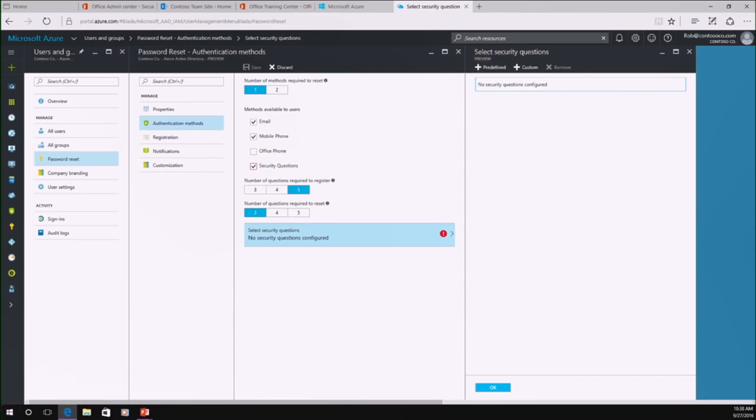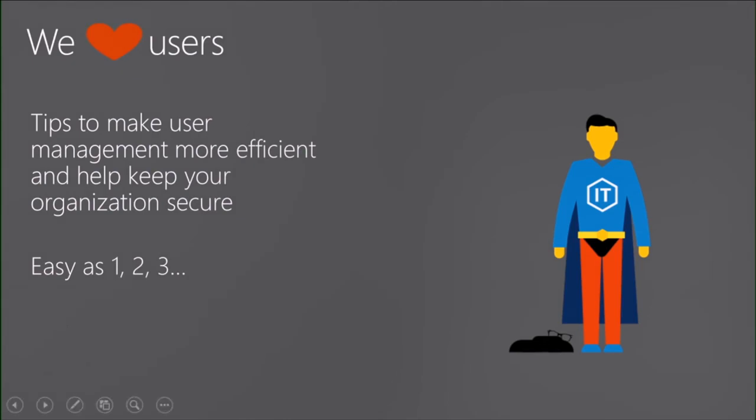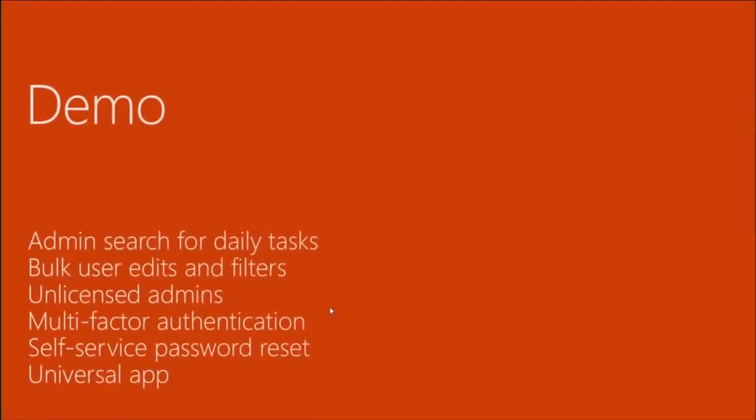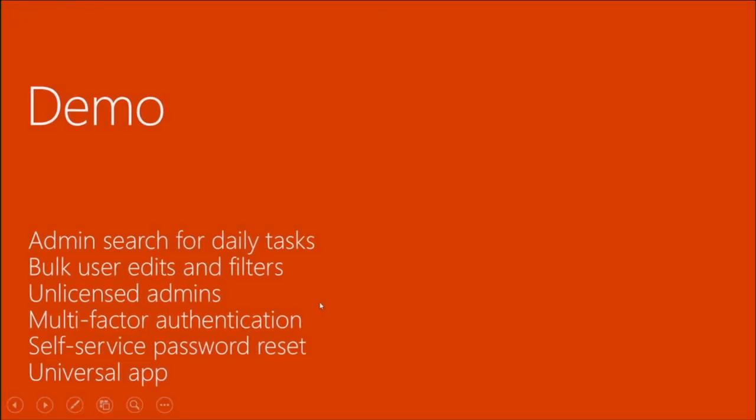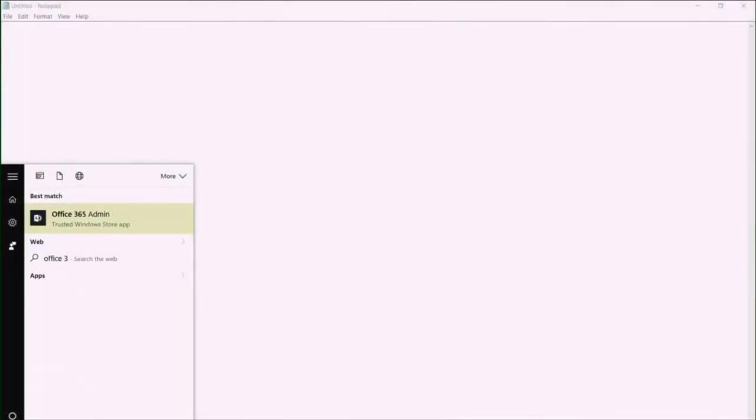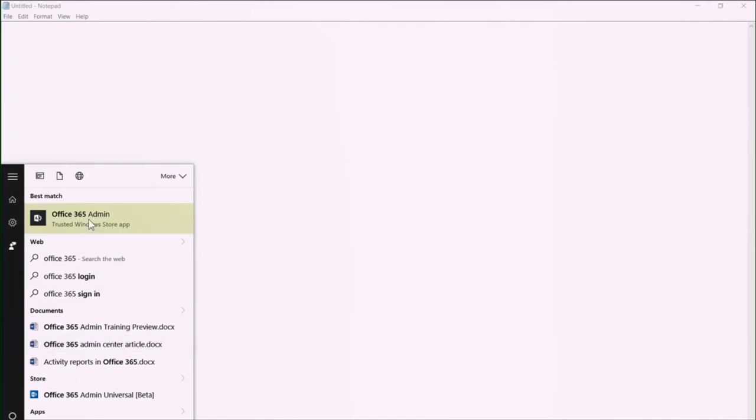So I'm going to flip back over to our presentation because there's one more thing I want to show you, and that is actually going to help out with that unlicensed admin scenario. There we go. Let's switch past that. It's the Universal app. So the Universal app is available from the Windows Store. I'm going to let Tom drive the little demo here.